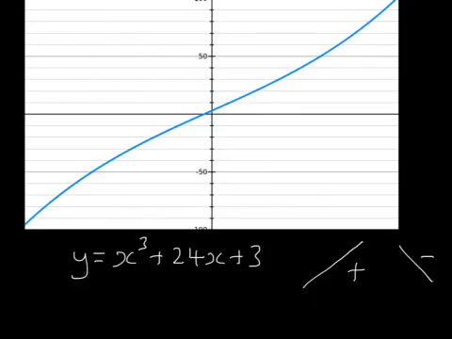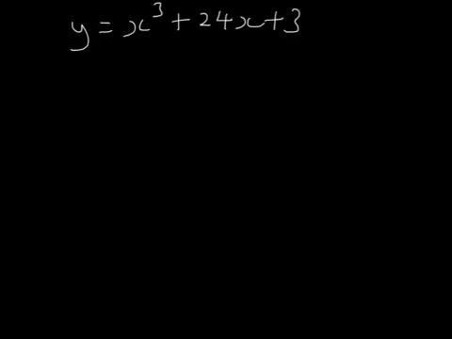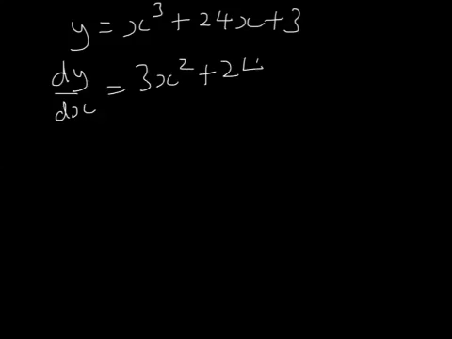What we can do is use calculus, the differentiation that we've already learned in C1, to prove this. So here's the equation, and let's differentiate. Let's get dy by dx. That's 3x squared plus 24.